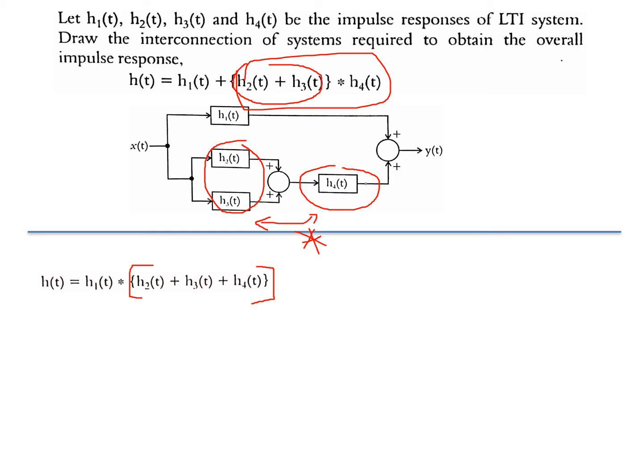If the bracket is not given, then what? Suppose the bracket is not given, then you have to find this block first: H1 of t convolution H2 of t first. Suppose it were simply H1 of t convolution H2 of t plus H3 of t plus H4 of t, with the bracket missing. In that case you first do this, and then add. Now because this bracket is given, do this operation first because of the bracket. Then convolve that with H1 of t. That's what you are going to do now.